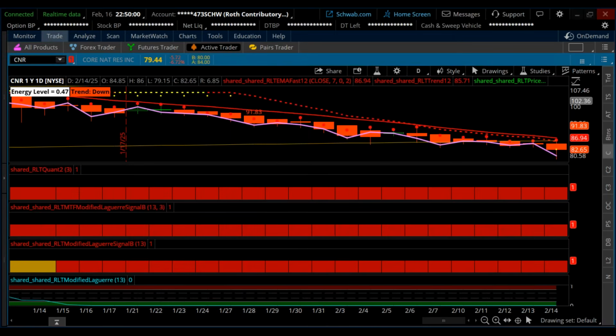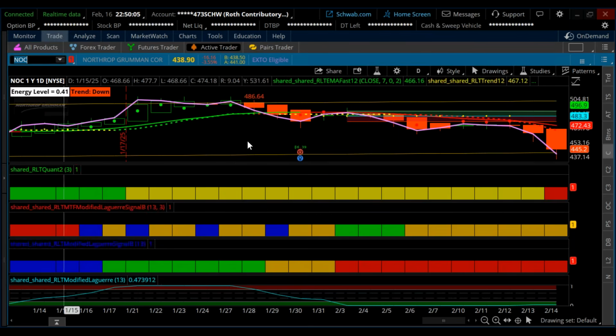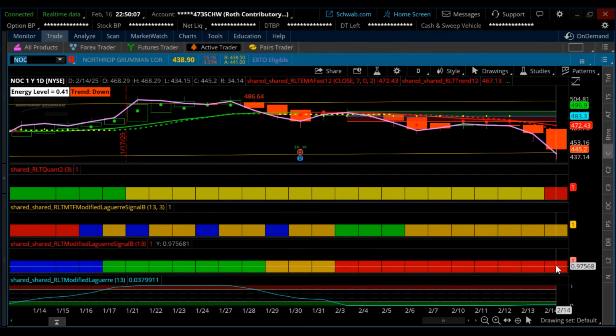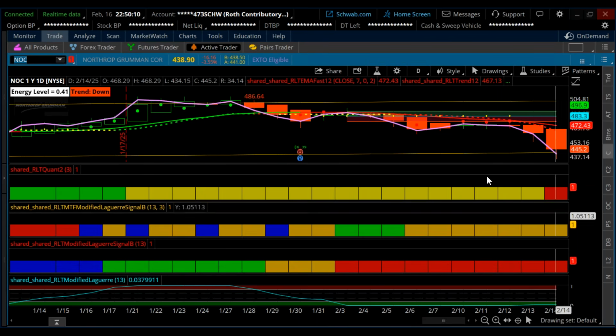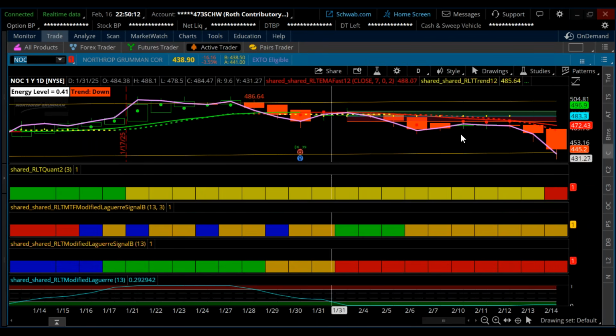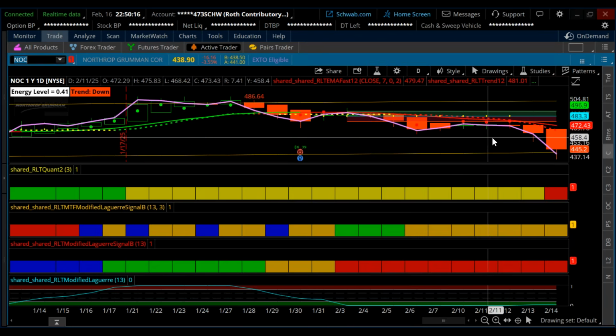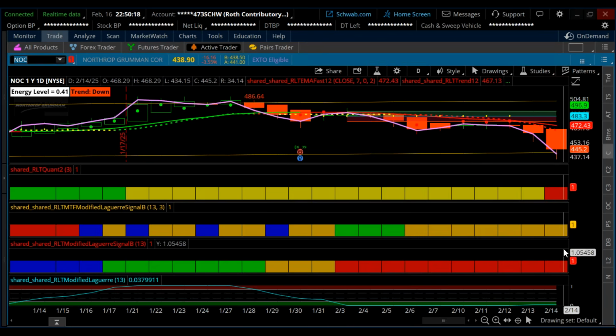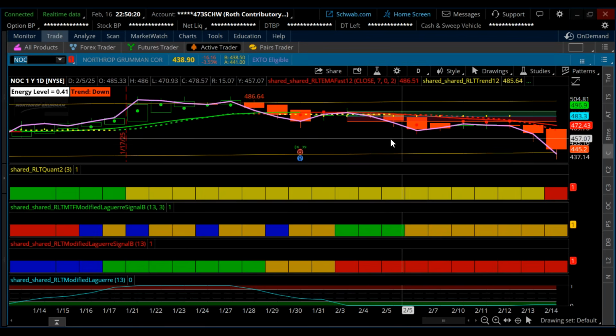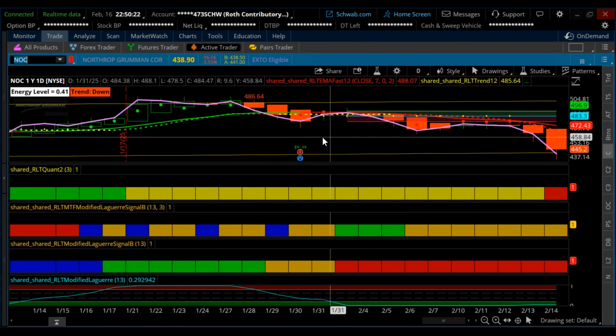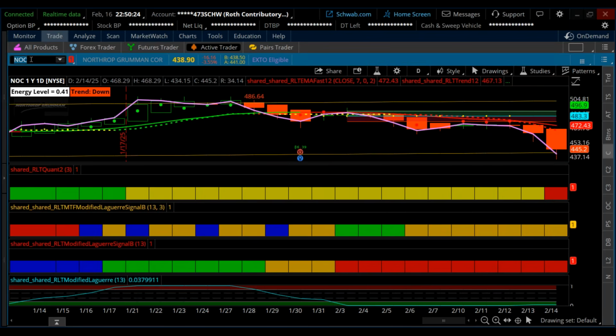Okay, and again, let's look at Northrop Grumman on the SPY super system. Red, yellow, red. So it's all bearish, breaking down. That's what you're looking for. You're looking at the daily chart. You're looking at the SPY super system. Make sure the institutions are selling it. Make sure that it looks good on the daily chart on the bearish side. That's what you want.